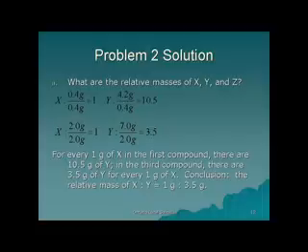So our conclusion is that the relative mass of X to Y is that it is 1 gram of X to every 3.5 grams of Y.